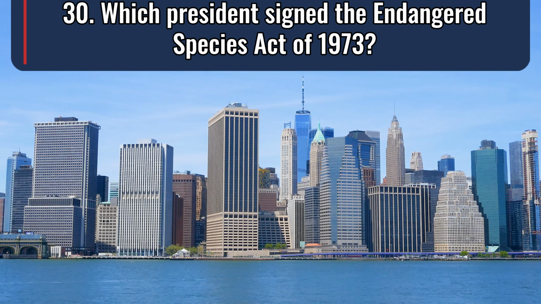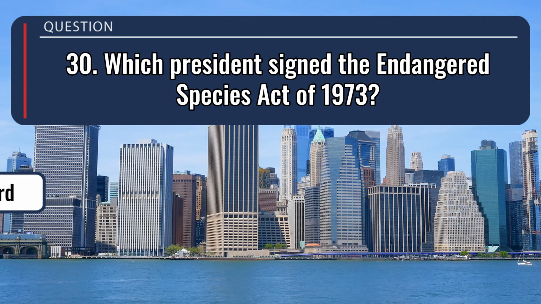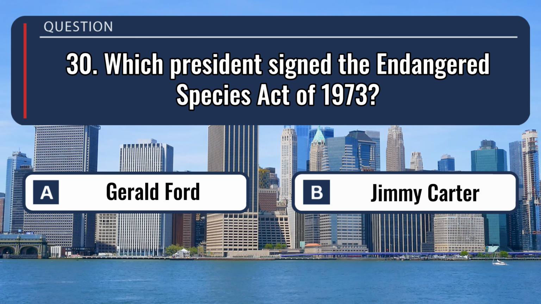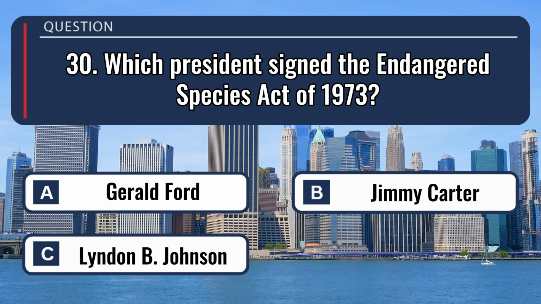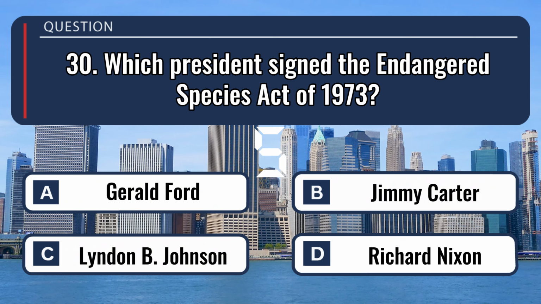Question 30. Which president signed the Endangered Species Act of 1973? A. Gerald Ford. B. Jimmy Carter. C. Lyndon B. Johnson. D. Richard Nixon. The correct answer is D. Richard Nixon.